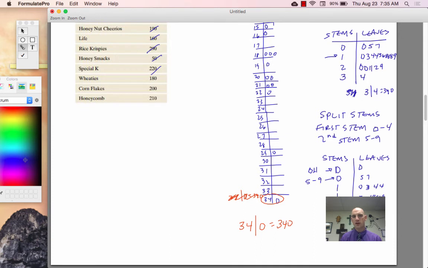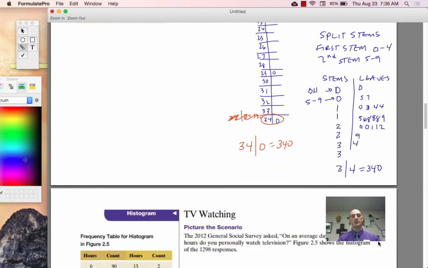My 200s level, I'd have 200, 200, 210, 210, 220, 290 would go here. And then 3, 4 would be 340. I don't have anything down here. Can't put anything. I can't put a 0 because I don't have a 3. Another 300 like that. And so still my key would be 3-4 equals 340. Okay, so that's how the split stems would work. You can divide the category into first half of data, second half of data.